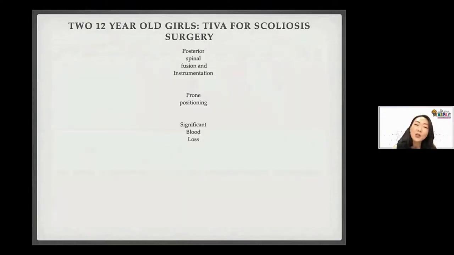So here I want to show you two 12-year-old girls, two cases. They're having total intravenous anesthesia for scoliosis surgery. Both of them underwent extensive posterior spinal fusion and instrumentation of multiple levels, prone positioning, and both surgeries involve significant blood loss. So we have the neurotypical child on the left and the child with neurodevelopmental delay on the right.